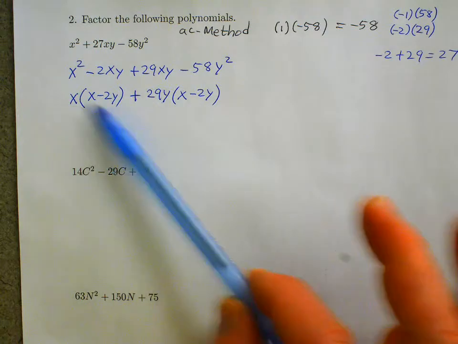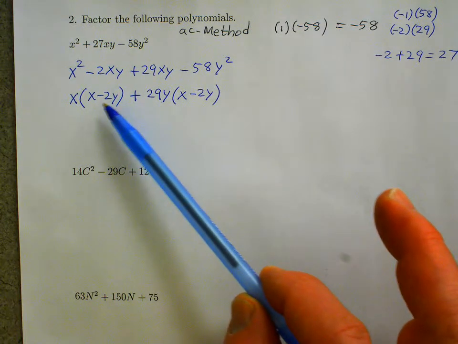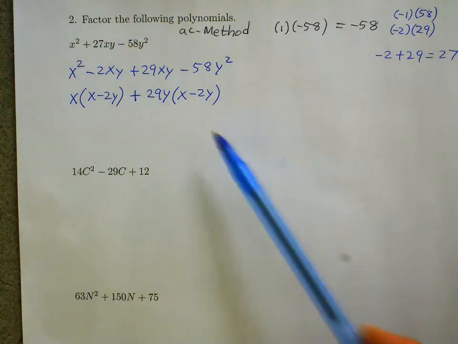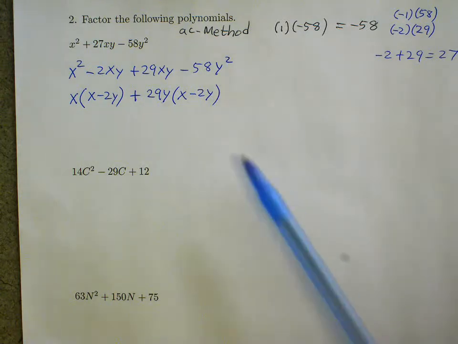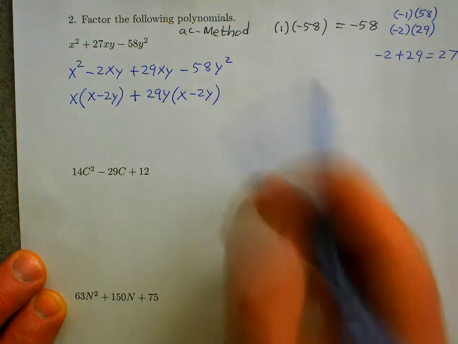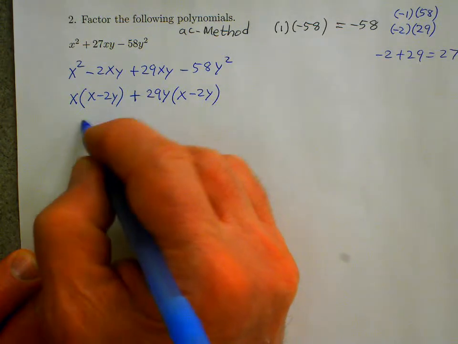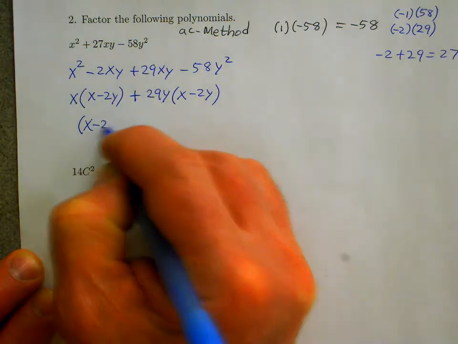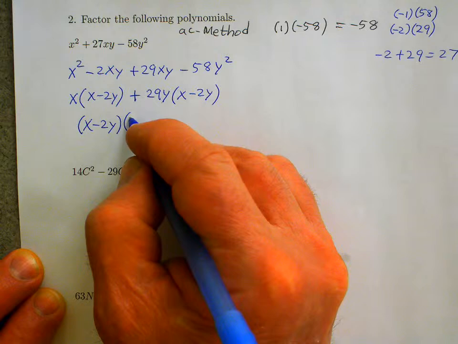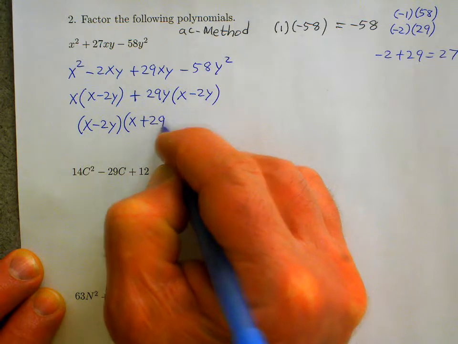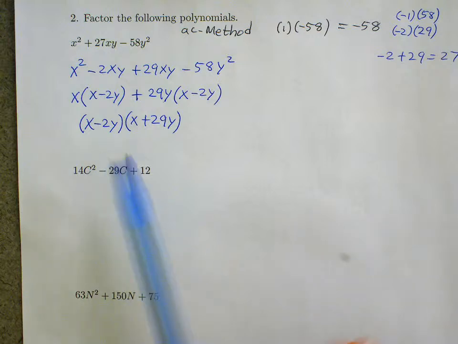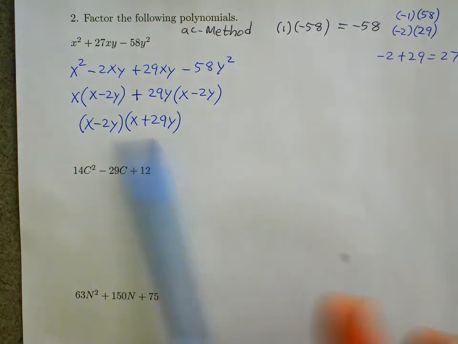At each stage, you can check your factoring by multiplying. Since the binomials match, x minus 2y is in both places, that is a good sign. So we factor x minus 2y out, and the other factor is x plus 29y. If you want to verify that you have the right factors, multiply them.